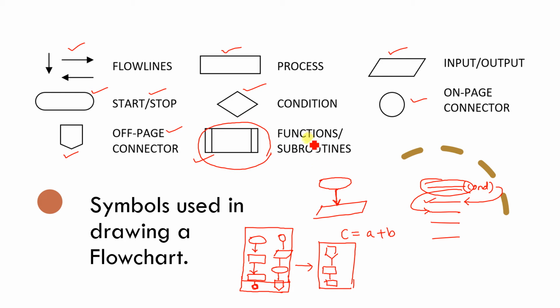What is a function and what is a subroutine may not be understood by you if you are a beginner. So forget about this symbol for the time being. Whenever the time comes and we discuss some kind of problem, I will explain why this symbol is particularly used. For the time being, you should at least remember flow line, process, input output, start and stop, and condition. All other three symbols, that is your on page connector, off page connector, and this function, are rarely used in our discussion.